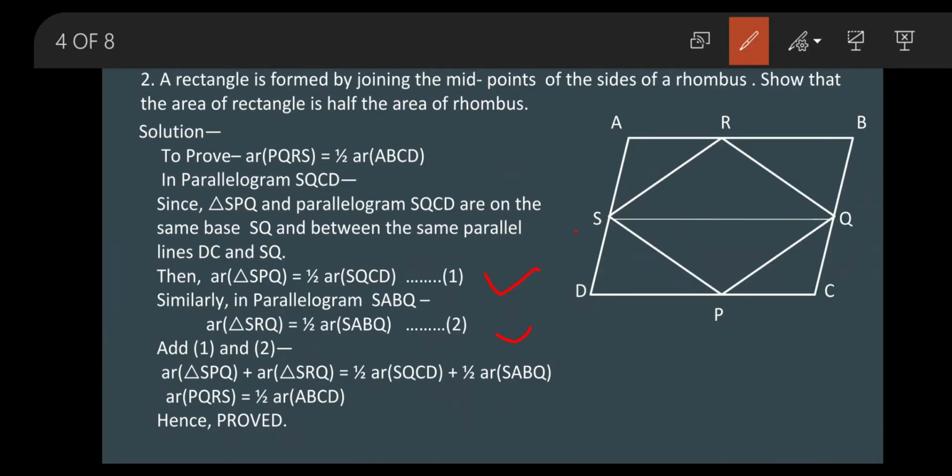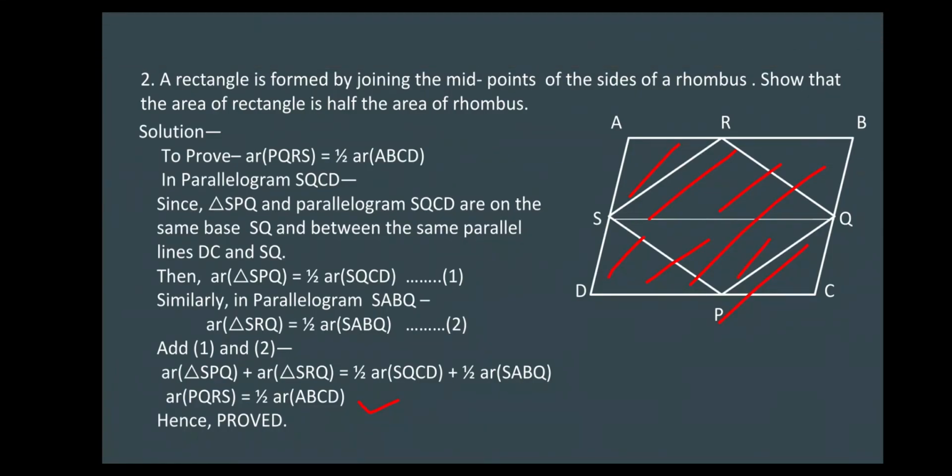Add equation 1 and 2. Area of triangle SPQ plus area of triangle SRQ is equal to half of area of SQCD plus half of area of SABQ. SPQ plus SRQ is equal to PQRS, and SQCD plus SABQ is equal to area of rhombus ABCD. So area of PQRS is equal to half of area of ABCD.